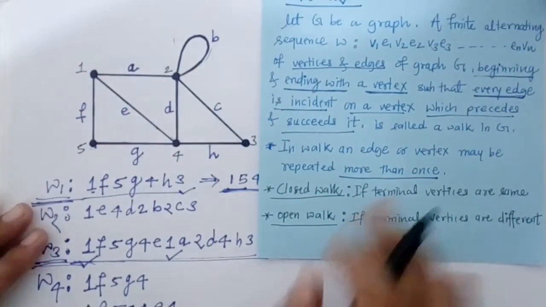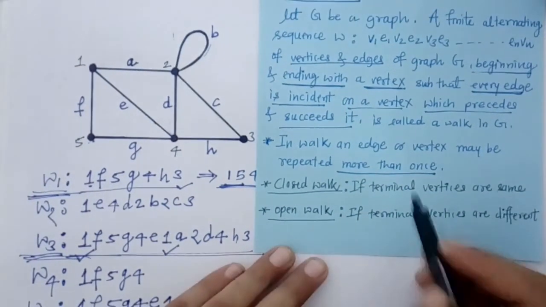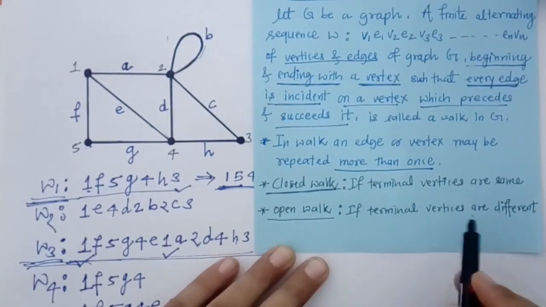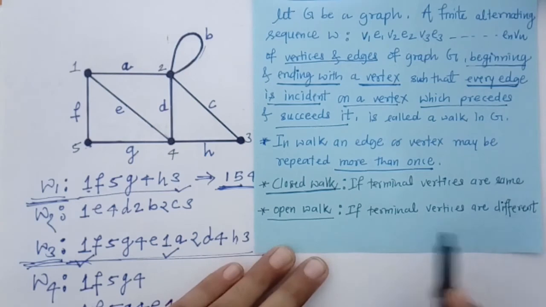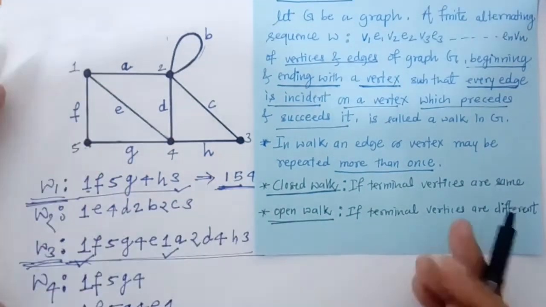So next, we have closed walk and open walk. If terminal vertices are the same, we call this a closed walk. If terminal vertices are different, then that walk we call an open walk.